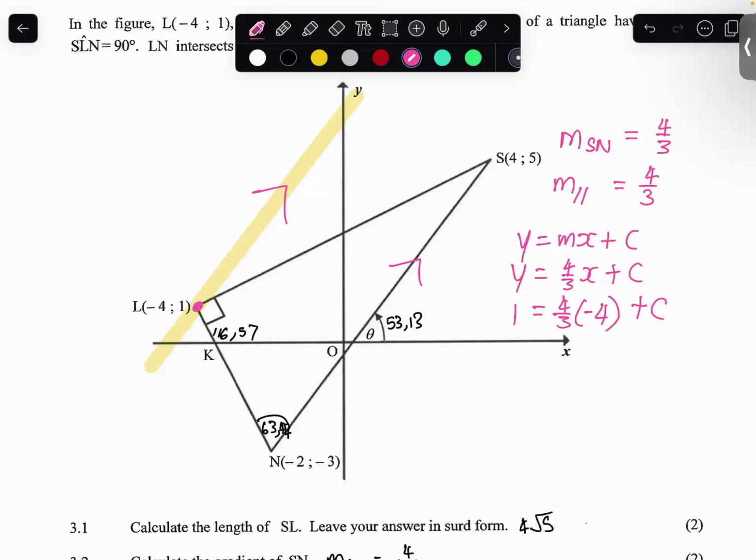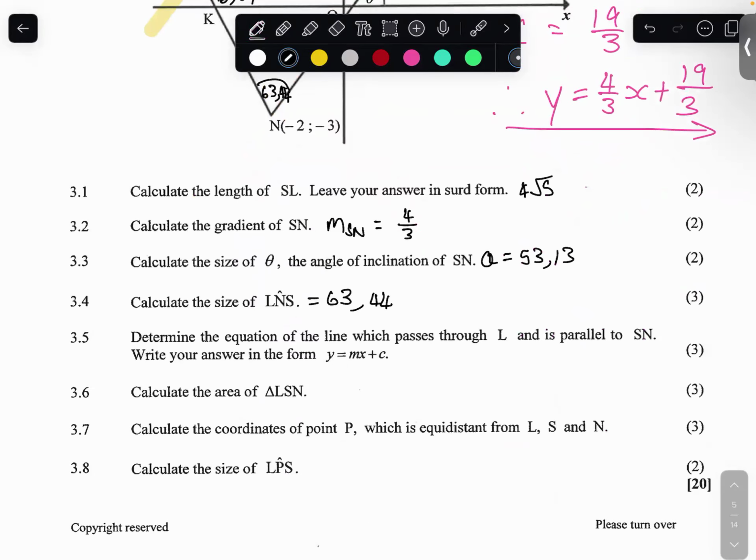That gives you 19/3. So c is equal to 19/3, and therefore the equation of this parallel line is y is equal to 4/3x plus 19/3. That's the equation of this line.